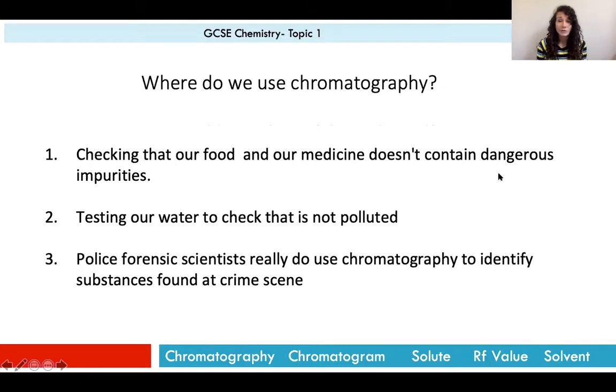Another few uses of chromatography in everyday life. It's used to check that our food and medicine doesn't contain dangerous impurities. Some food colourings are actually banned, and sometimes the Food Standards Agency might test a product that's got food colouring in it to check that it doesn't have any of these banned substances. It's also used to test what's in our water to make sure it's not polluted, and by police and forensic scientists to identify substances that they find at a crime scene.